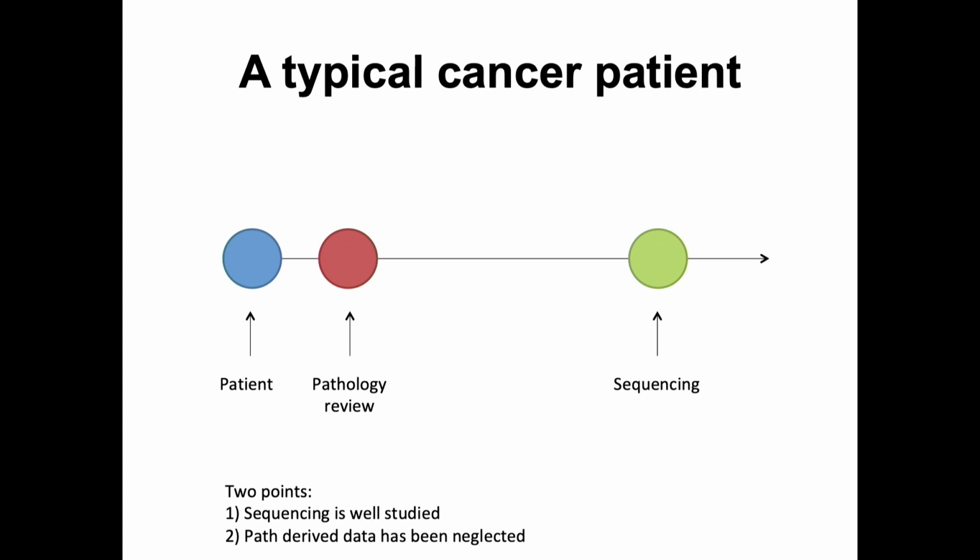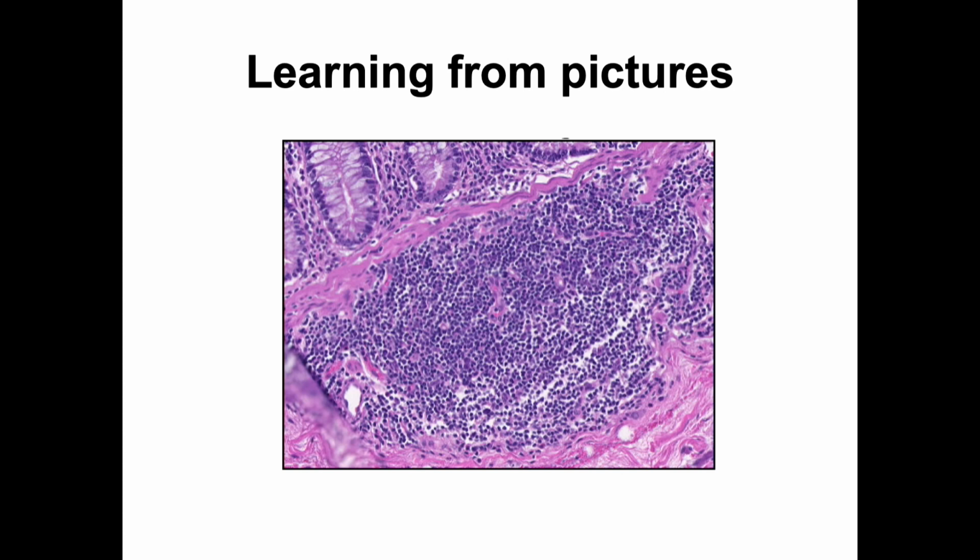But what's been neglected in the way we've interacted with medicine is the types of data that come from pathology review. In particular, these types of images. This is a section of a tumor that's been stained with a special kind of dye to enhance the contrast, so what you're seeing is the cellular and tissue morphology.